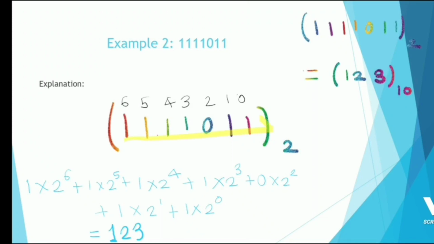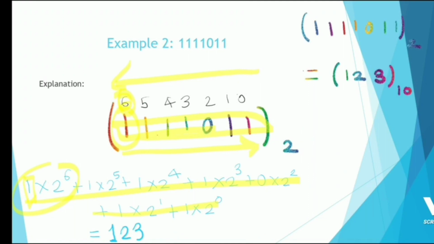Take the given binary number and count the digits from right to left. Then take the first digit and multiply it by 2 raised to the power of the position of this digit. Here the first number is 1 and its position is 6, so we multiply it by 2 raised to the power 6. Repeat this process until the number ends. Then you will get this equation.